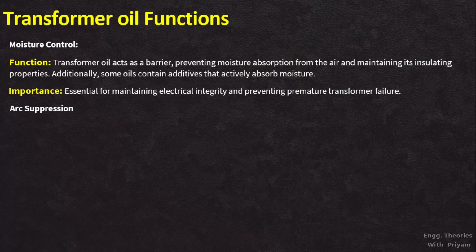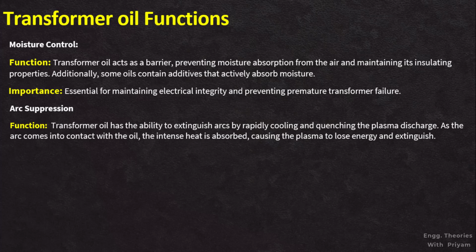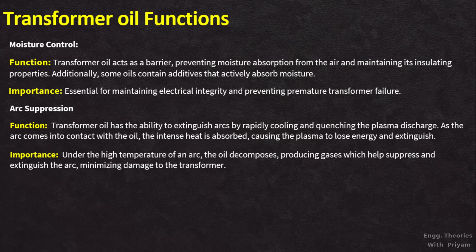Arc suppression. Transformer oil has the ability to extinguish arcs by readily cooling and quenching the plasma discharge. As the arc comes into contact with the oil, the intense heat is absorbed, causing the plasma to lose energy and extinguish. Under the high temperature of an arc, the oil decomposes, producing gases which may help suppress and extinguish the arc, minimizing the damage to the transformer.